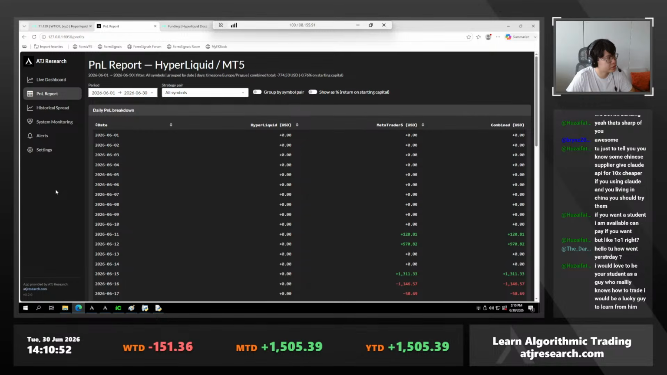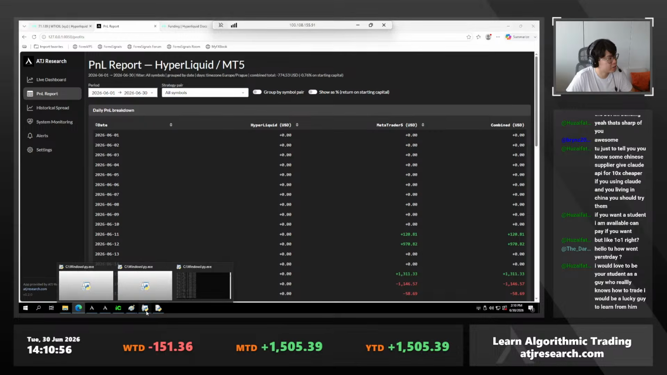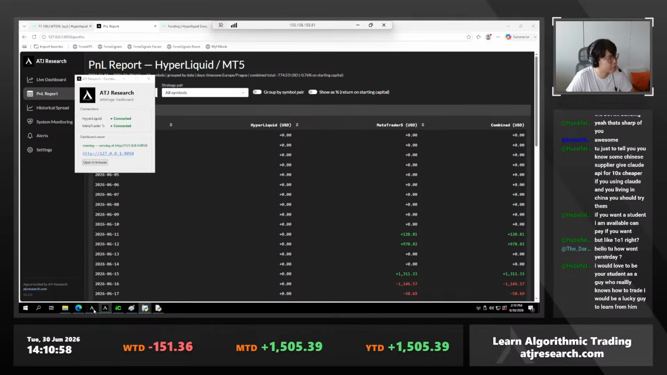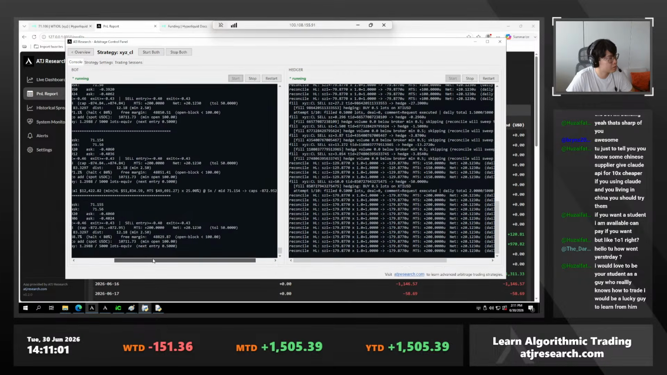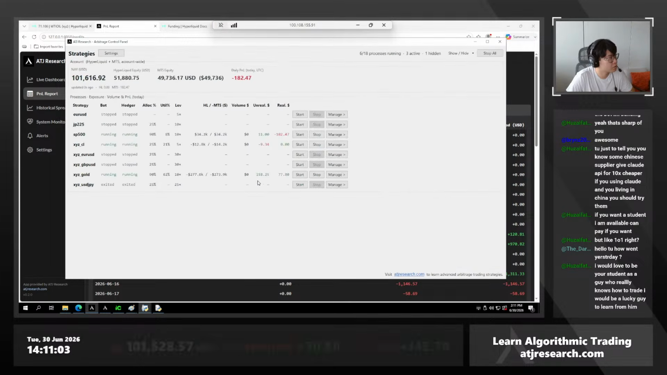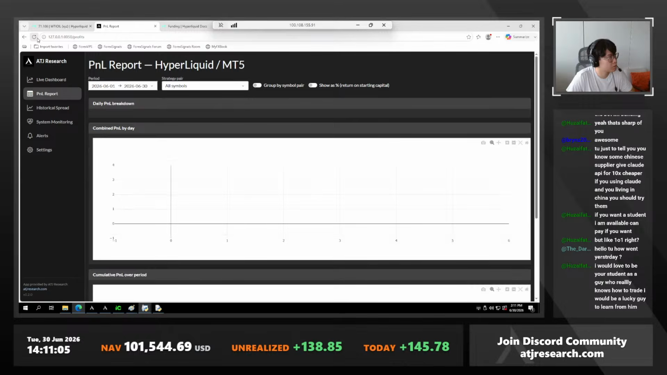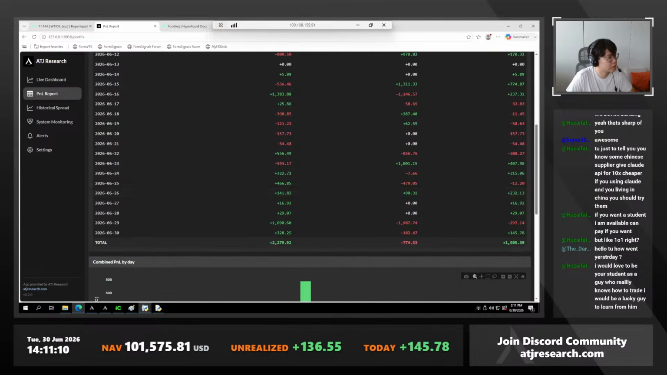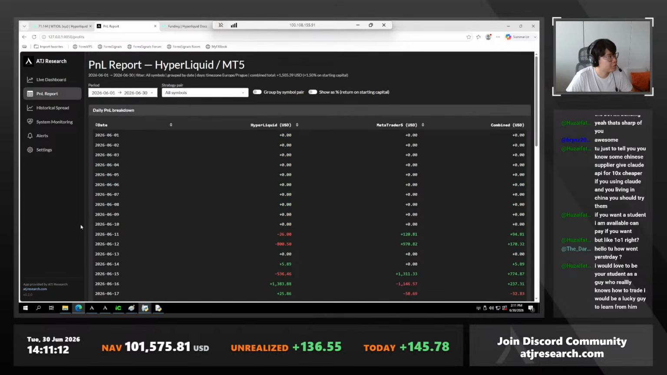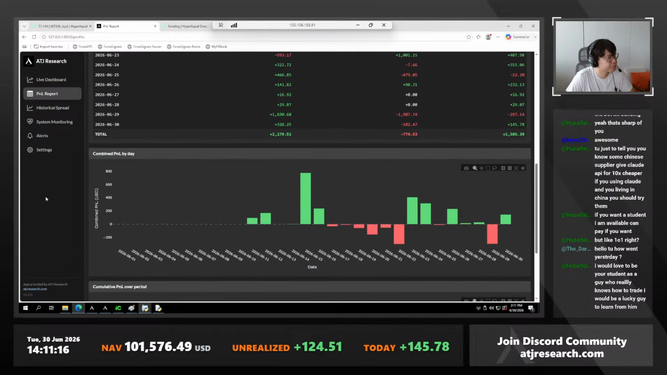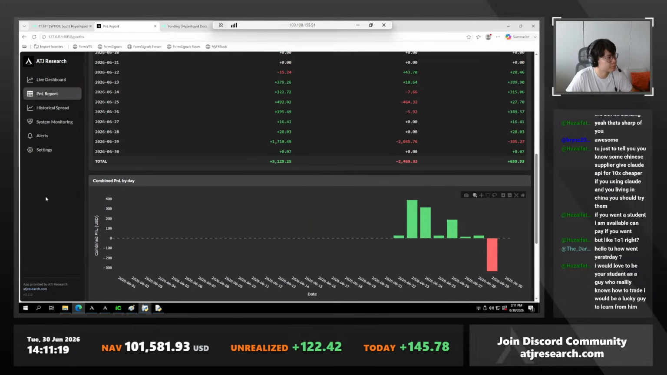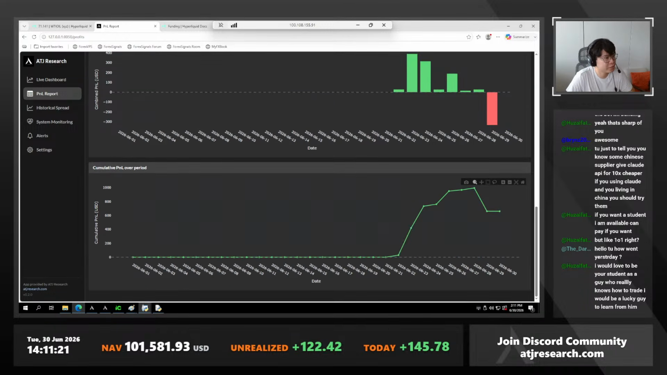Let me refresh this. I might be getting rate limited again. Or let me, yeah, now it works. So if I filter by USDJPY here, right? So this is a filter. In total, USDJPY made quite a nice profit, $650.